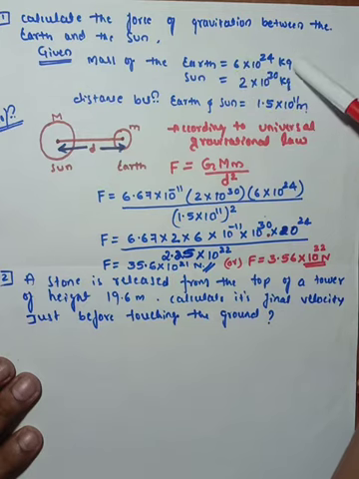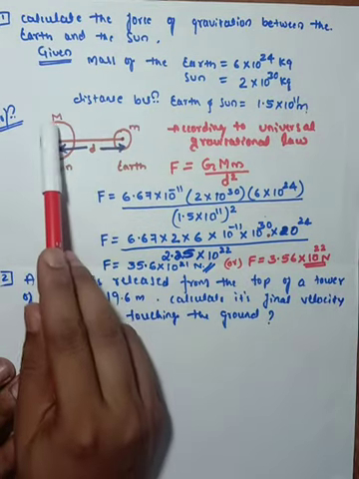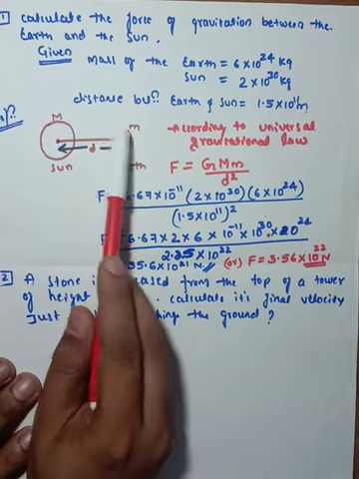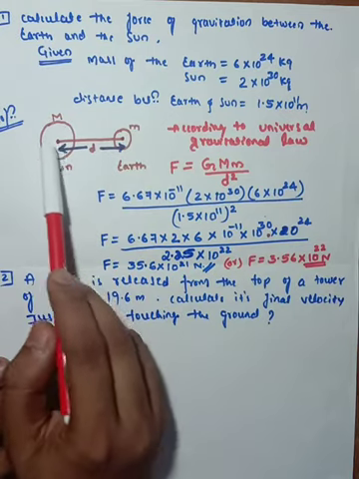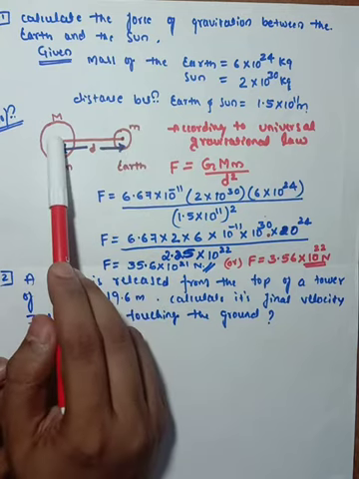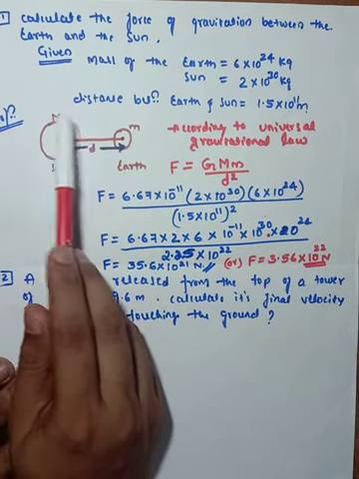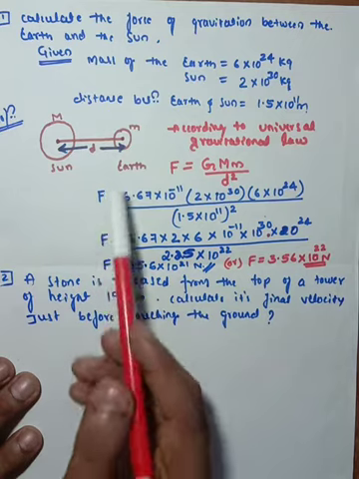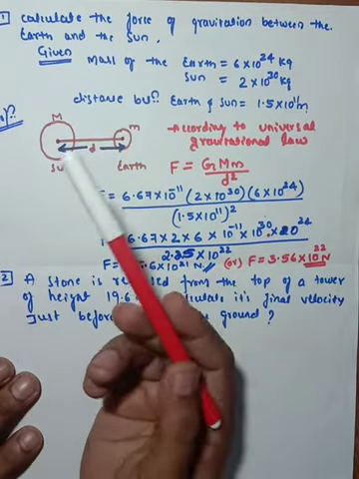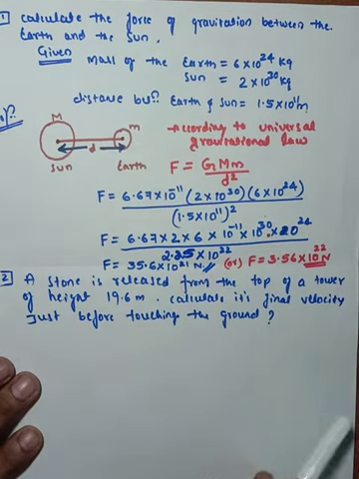See, Earth's mass is given, Sun's mass is given, and the distance between Earth and Sun is given. D is given, capital M is given, small m is also given. Why did I write capital M and small m here? Because the Earth has the smaller mass and the Sun has the larger mass, so this is capital M, this is small m. You can also write it another way, m1 and m2. That is left to you.